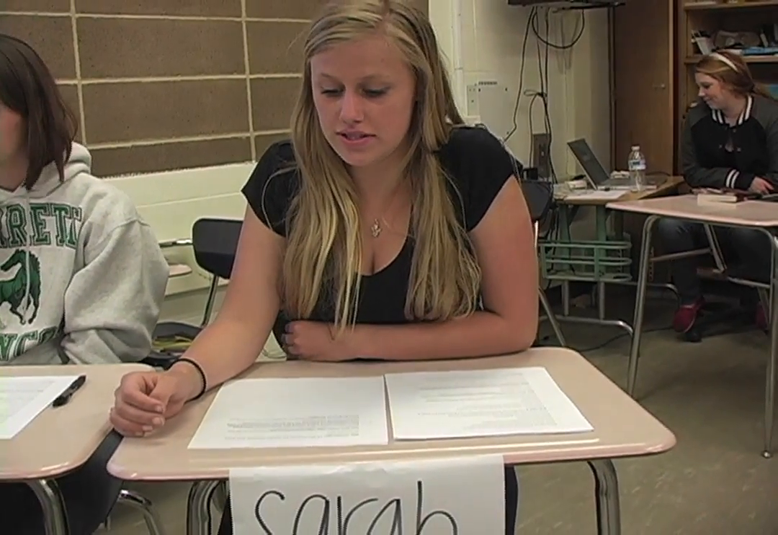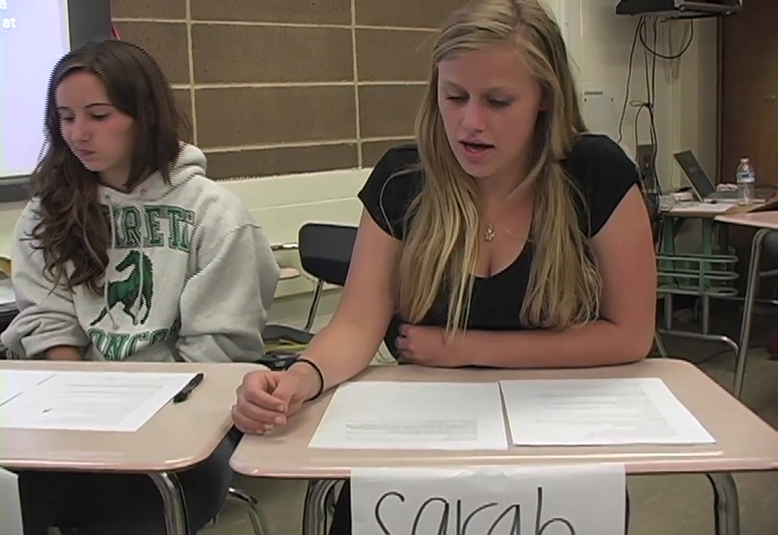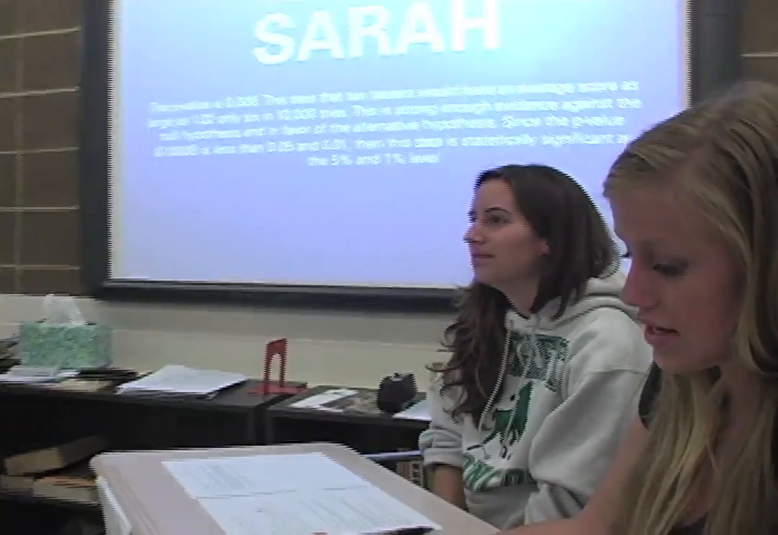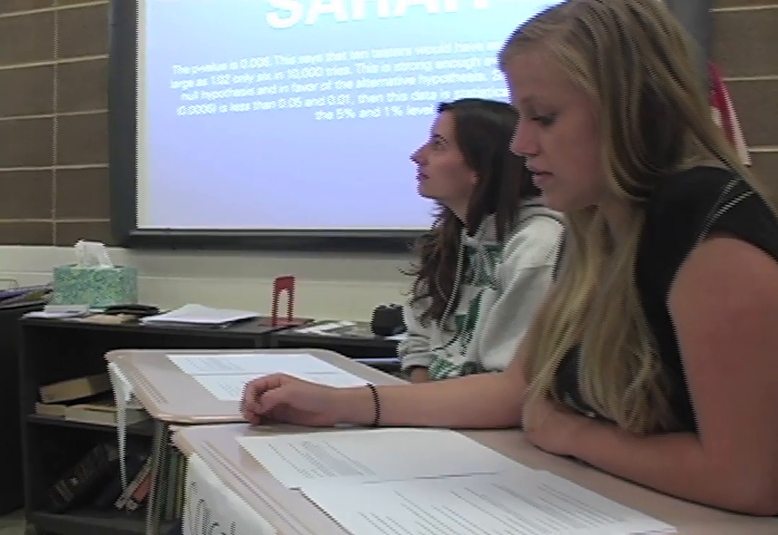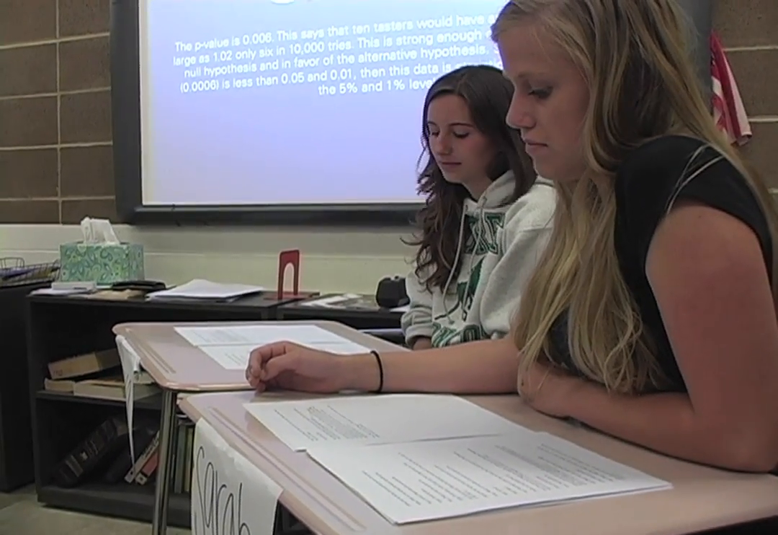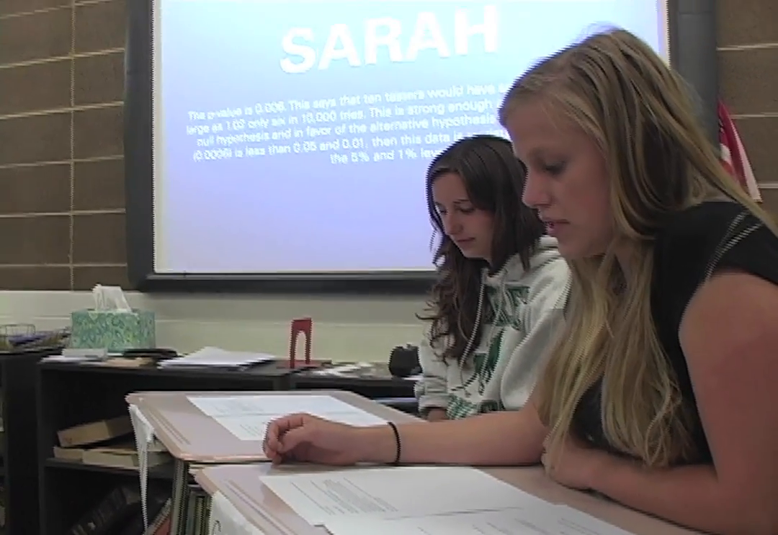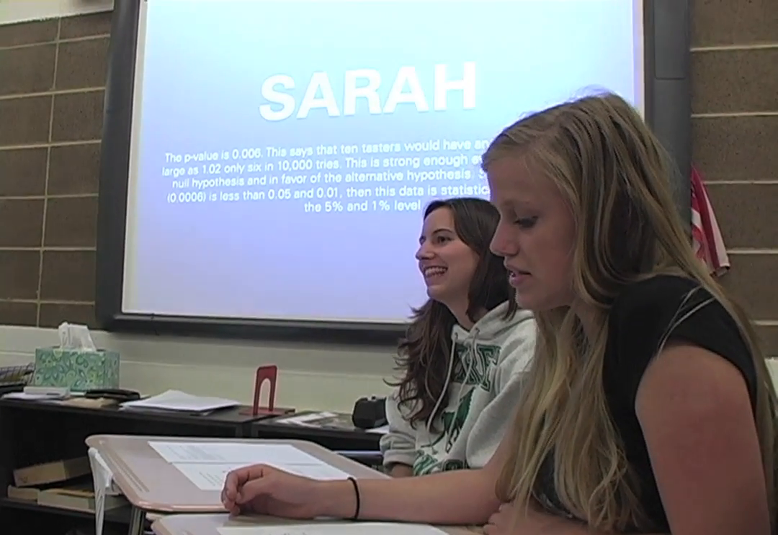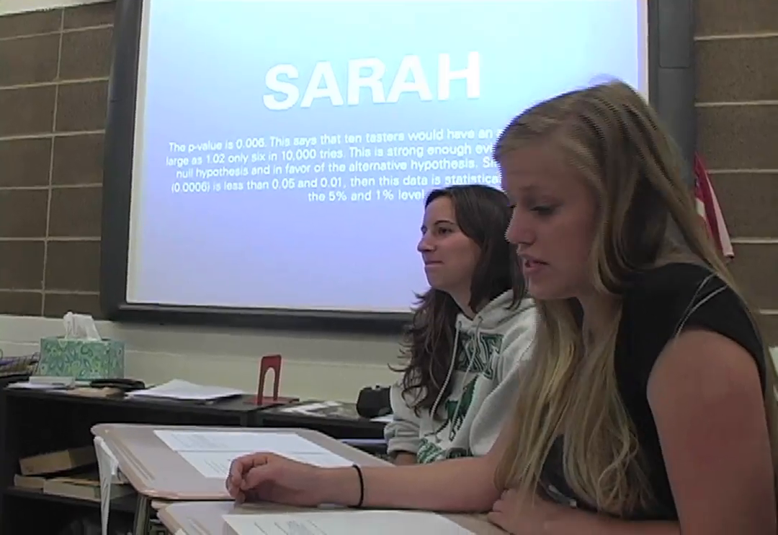All right, Sarah, show us your answer. My answer is the p-value is 0.0006. This says that 10 tasters would have an average score as large as 1.02 only 6 in 10,000 tries. This is strong enough evidence against the null hypothesis in favor of the alternative hypothesis. And since the p-value is less than 0.05 and 0.01, this data is statistically significant at both the 5% and the 1% level. Sarah, that is correct. You are the winner by 2 points.